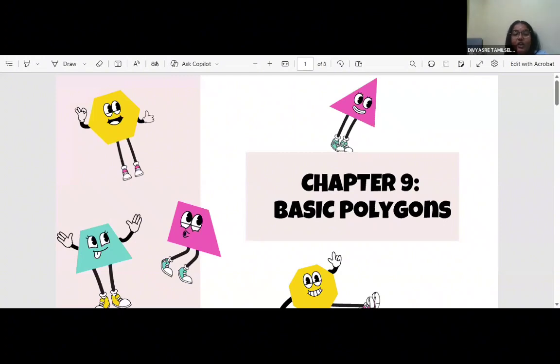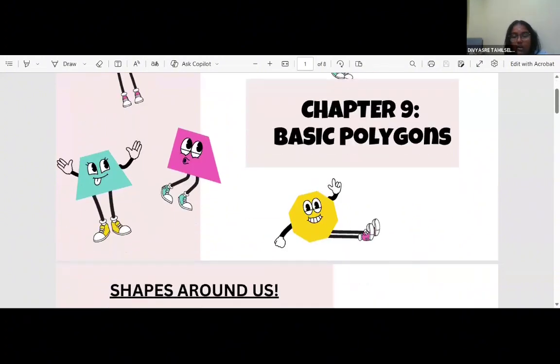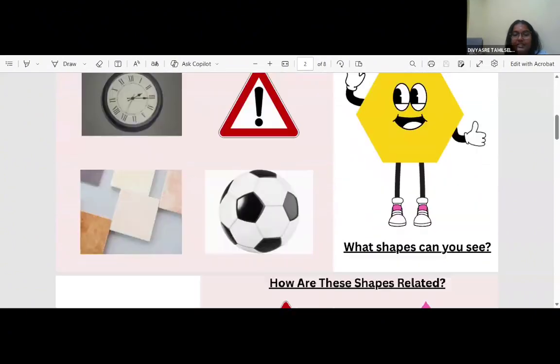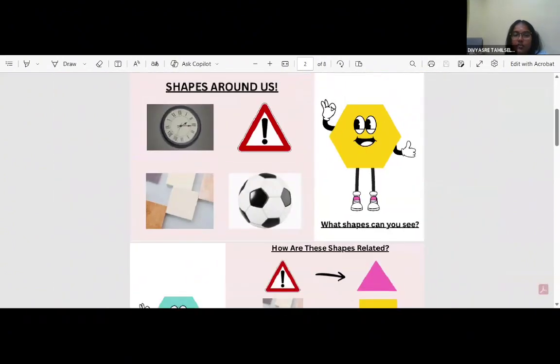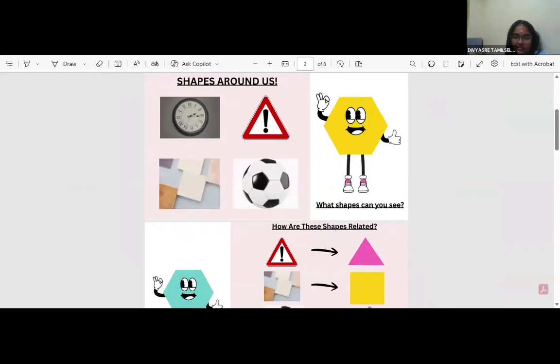All right. Today we are going to learn about chapter 9, which is about basic polygons, and by the end of the lesson you'll be able to identify and understand the different types of polygons. All right, so let's start off by looking at these pictures.